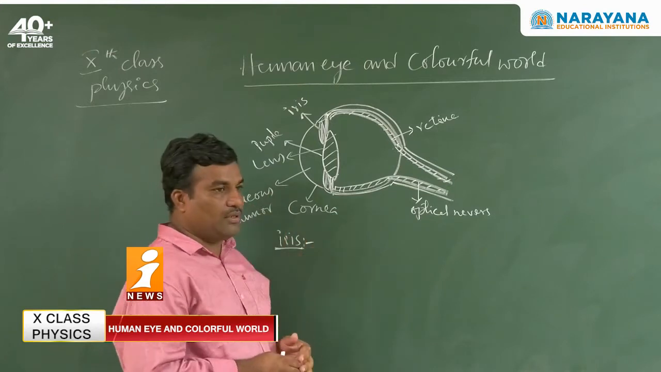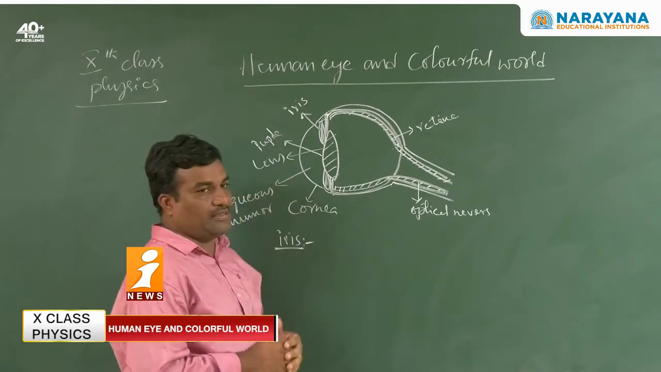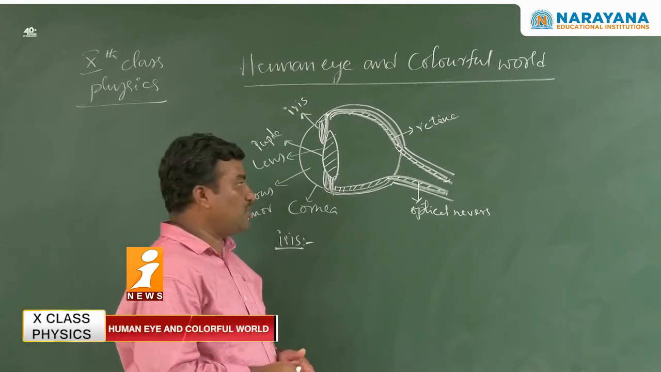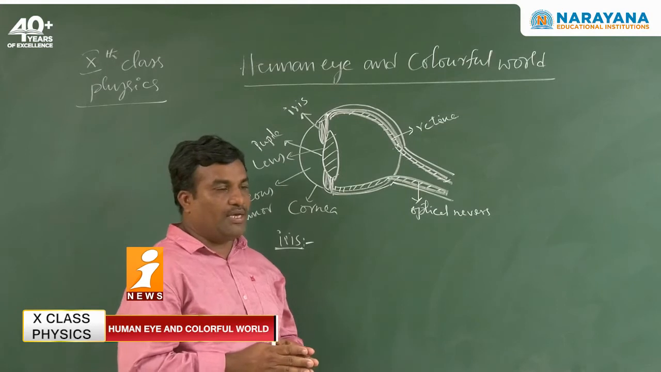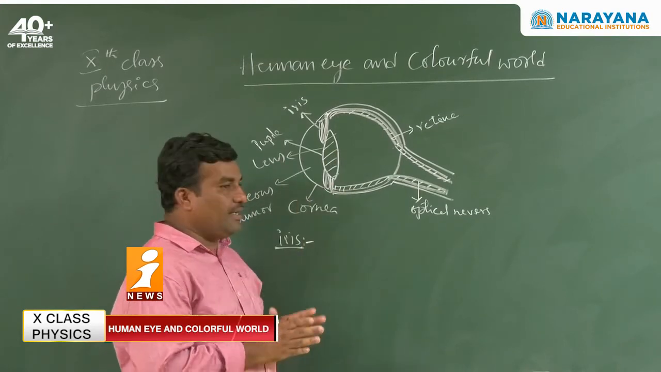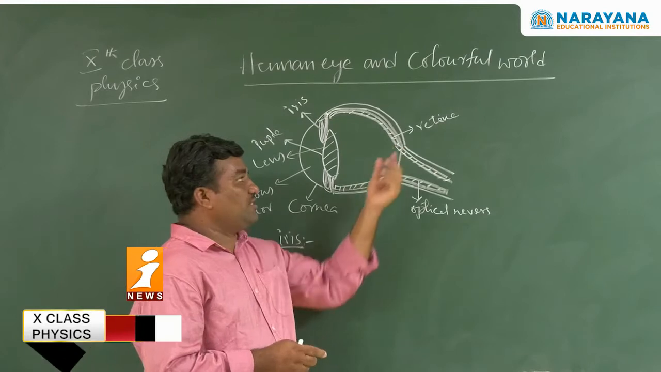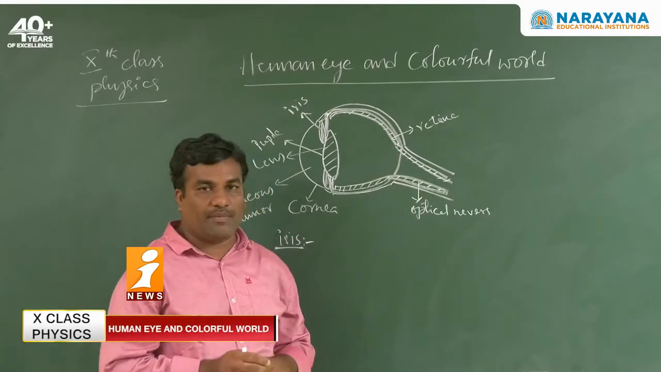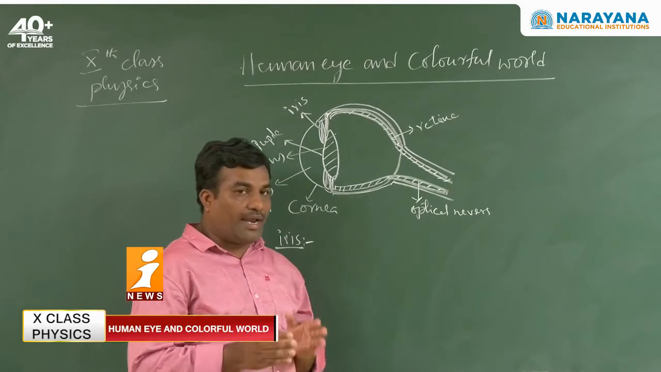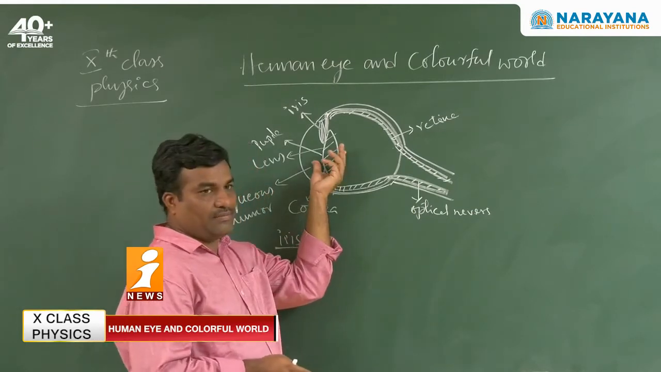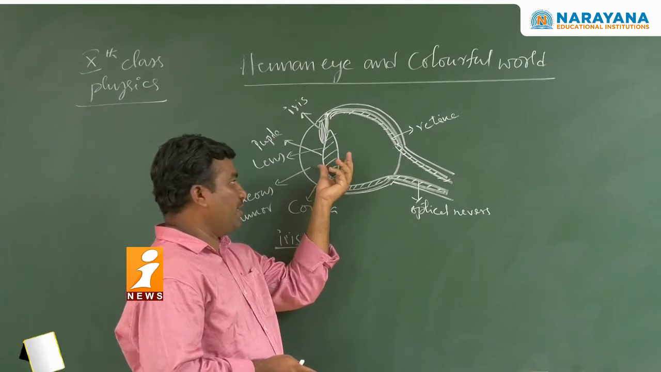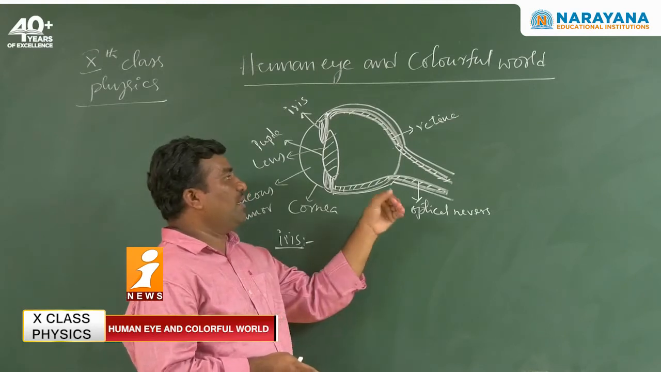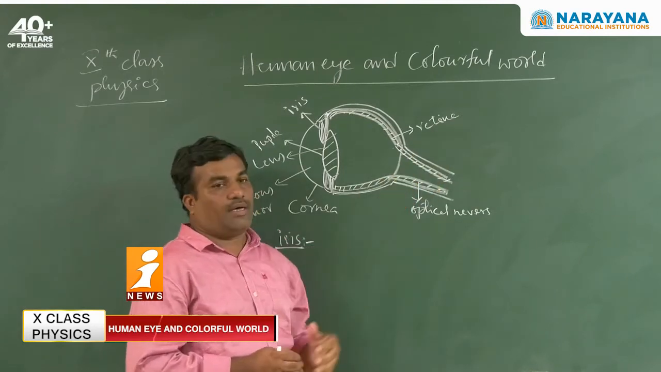Then we have the aqueous humor, cornea and lens. The lens forms the image; image formation is the main responsibility of the lens. Another point is the retina. We get the images on the retina: when light rays fall on the eye lens, the rays are refracted and give the image at the retina.